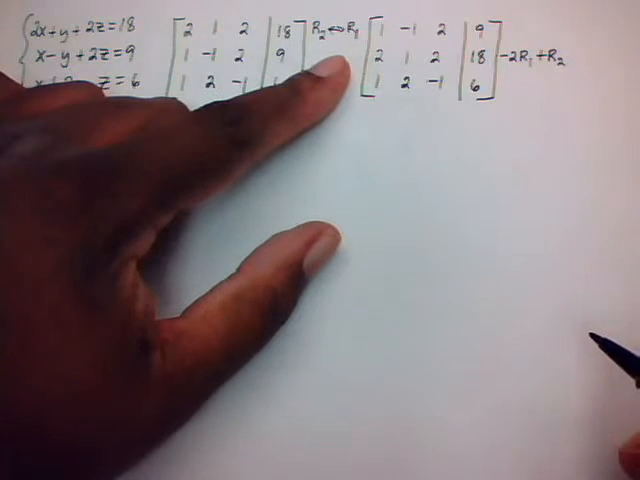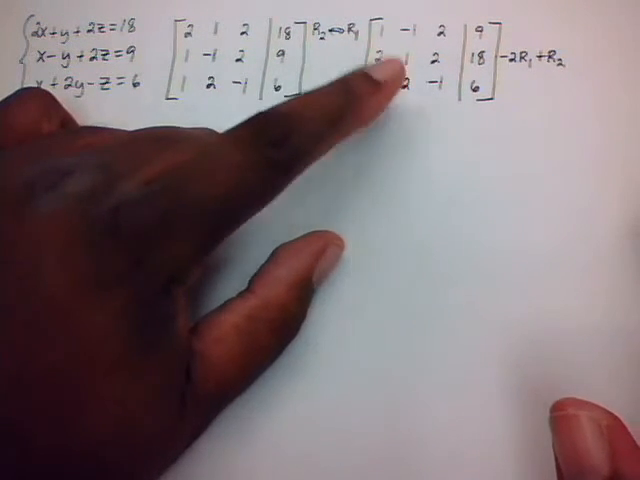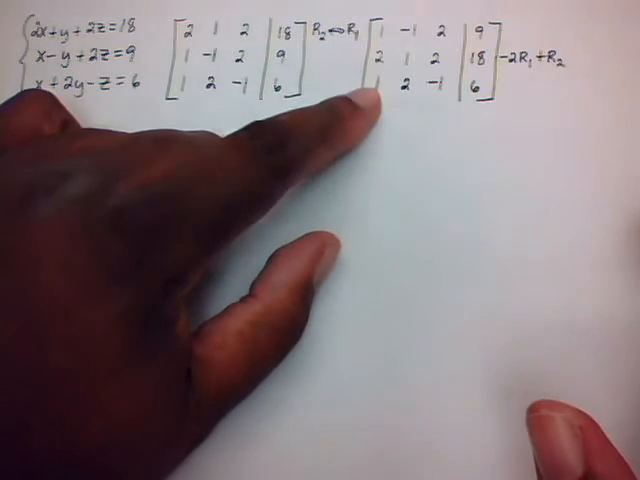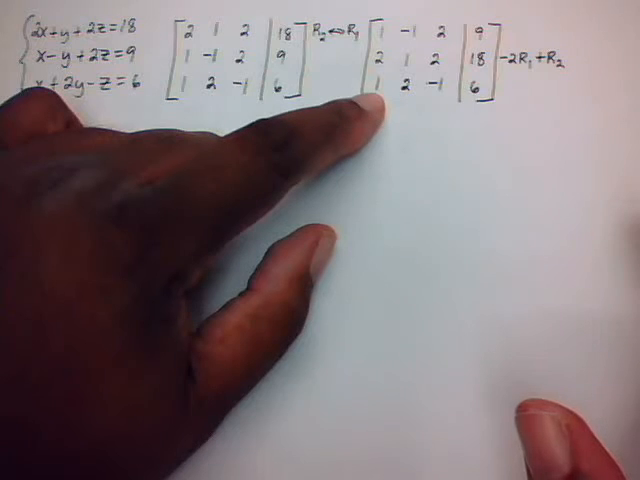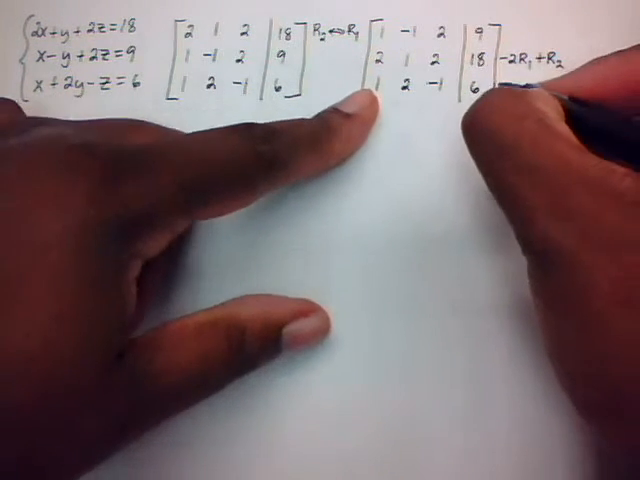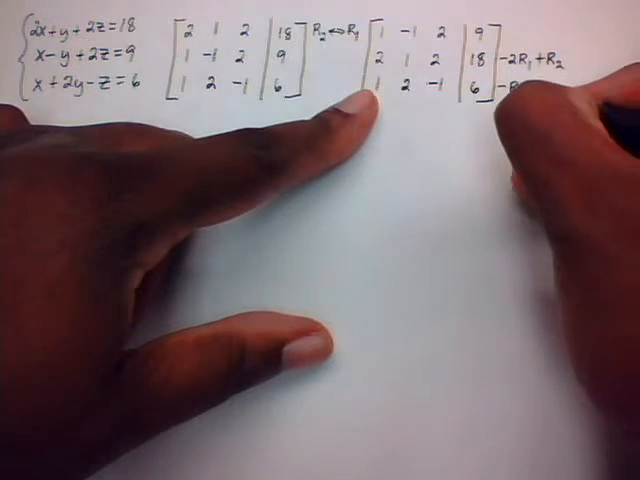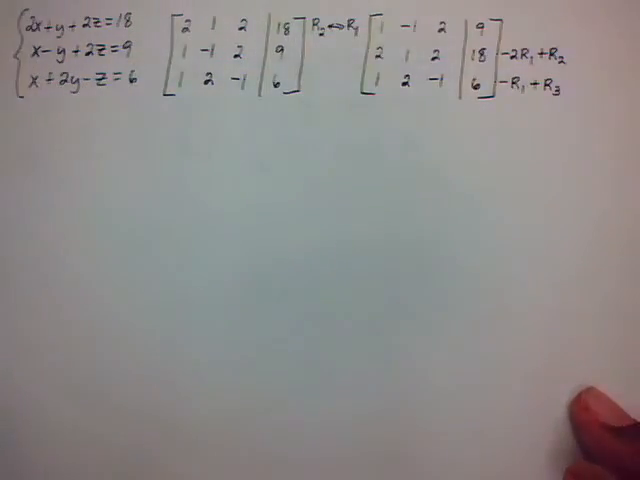Okay? And I'm going to do this also. To save time and space, I'm also going to want to make this a 0 right here underneath that as well. So let's do this. The opposite of row 1 plus row 3. So I'm doing 2 matrix row operations in one step.